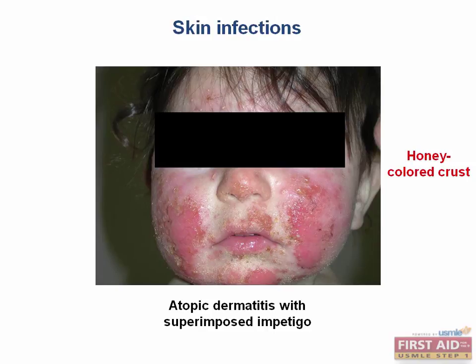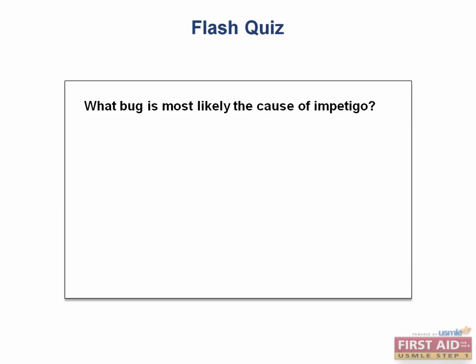Now, does this lesion scar? No, it's a superficial infection. Flash quiz. What bug is most likely the cause of impetigo? Staph aureus.